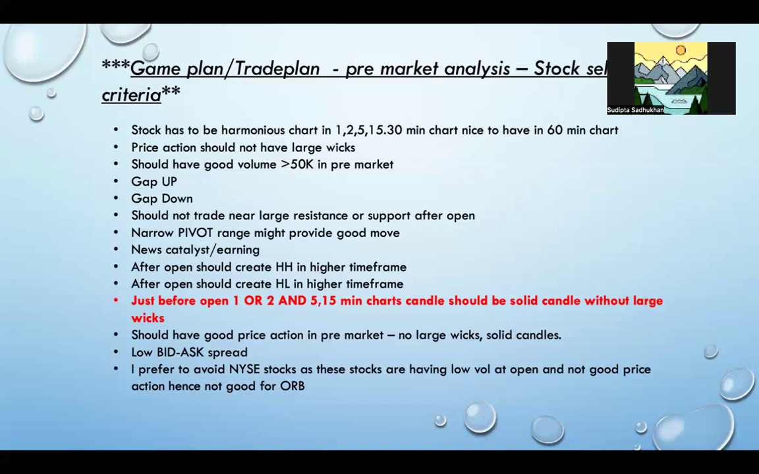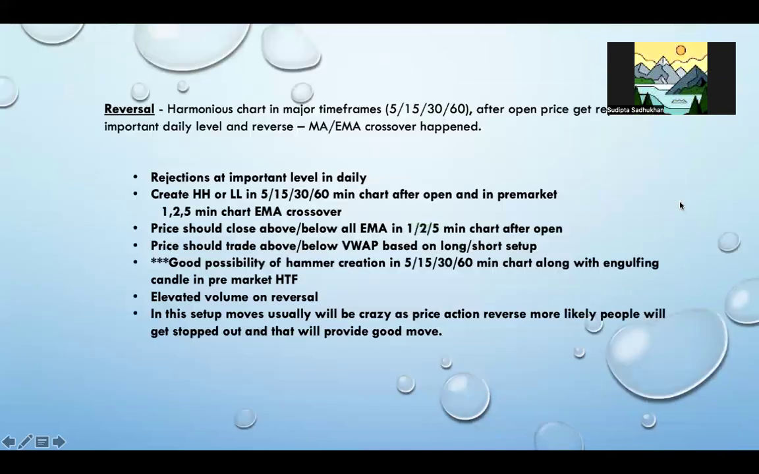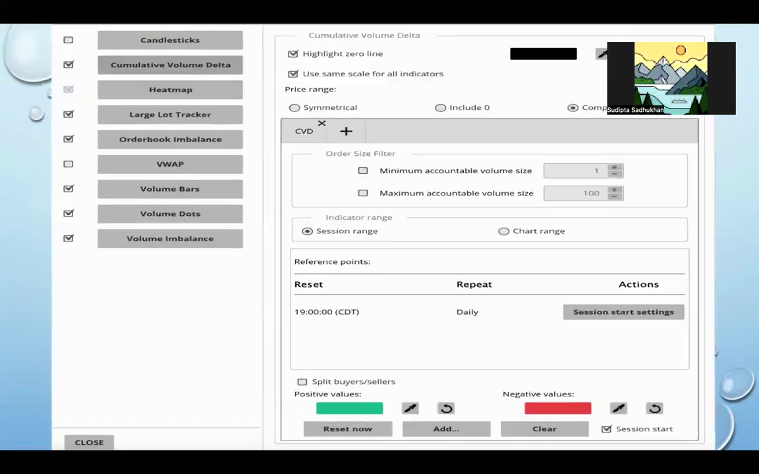Okay, when I talk about opening range breakout, I prefer to avoid any NYSE stocks. You can select Nasdaq, which is fine, but NYSE stocks tend to have very low volume at open. It might get good volume after 5-10 minutes, but that will not be considered an opening range breakout. So how will we find out which stocks are trading under NYSE?